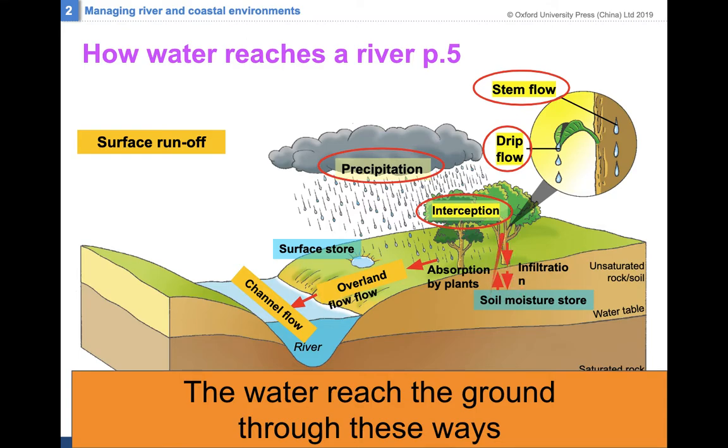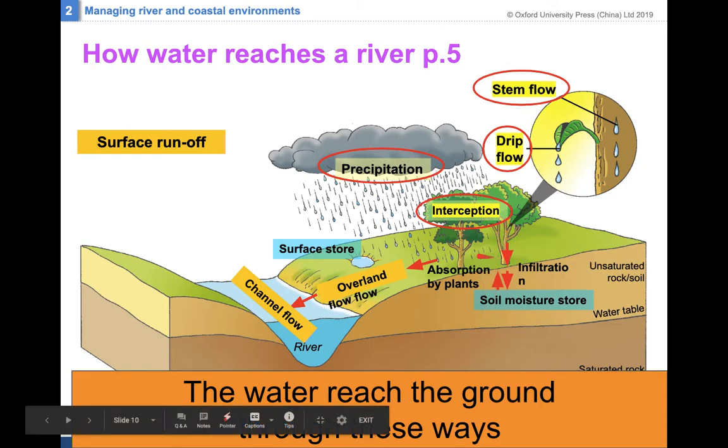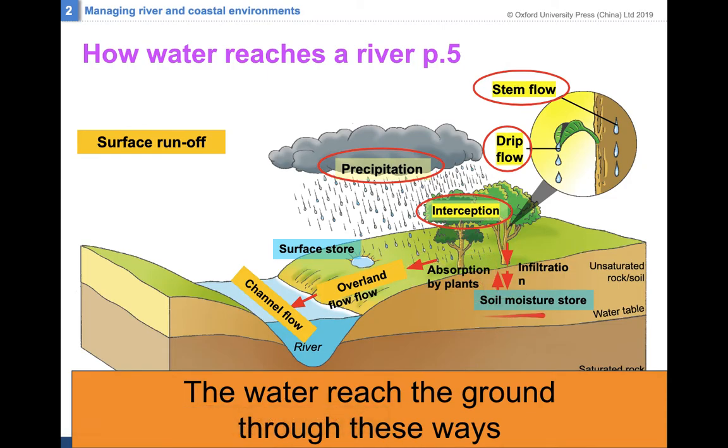So infiltration is only one way, right? But actually it is a two-way action. At the same time, apart from infiltration, the plants will take up the water and absorb some of the soil moisture. So here is a two-way arrow. When the soil moisture in the soil layer, or what we call the water table, flows back to the river, this process we call the through flow.